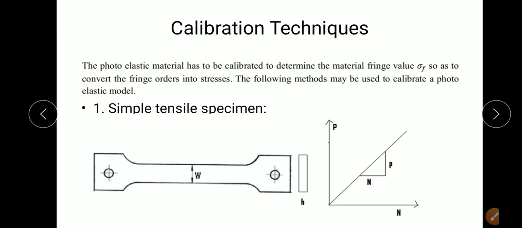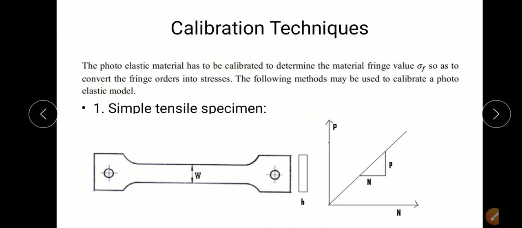Why do we have to make the calibration techniques? Because we have different types of materials. So for the different types of materials, we require an equation. It means we have to compare the standard equation of a material or a specimen to the stress optic law. If you want to compare it, you require the calibration, and for the calibration you require the equations.